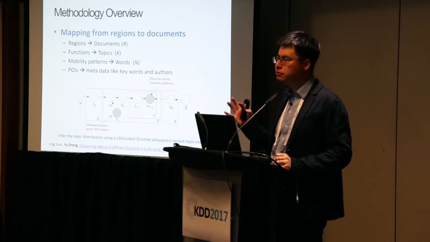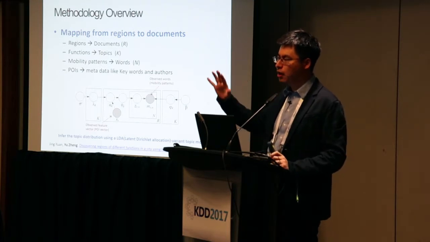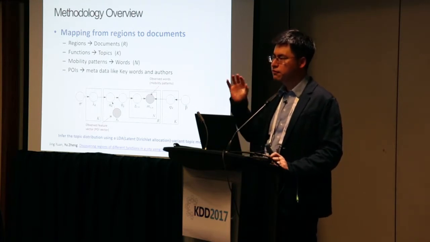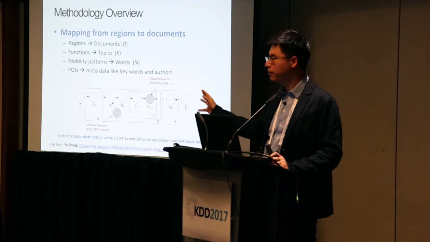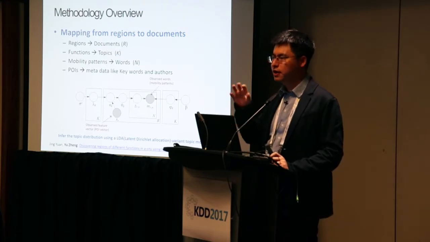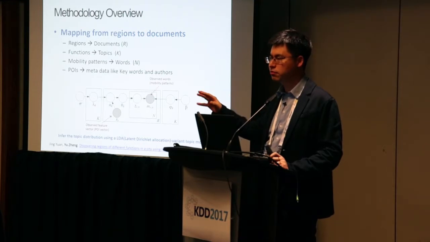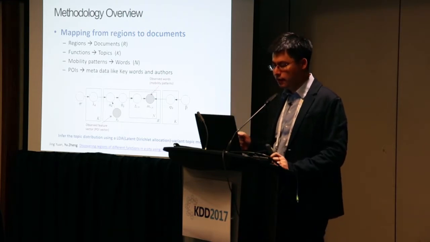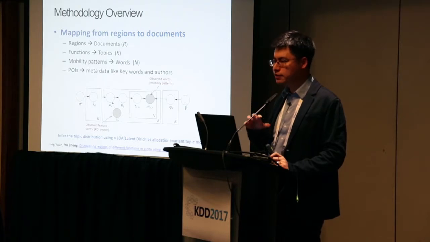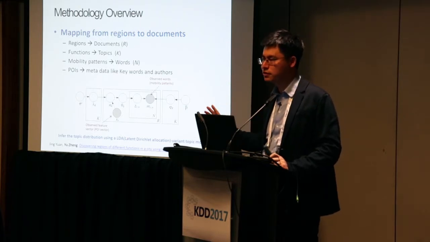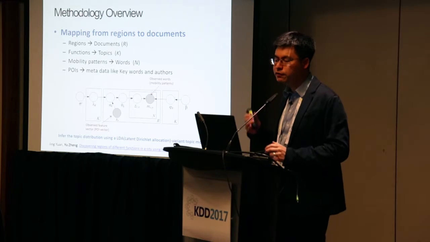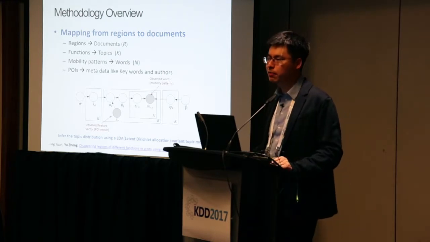We can imagine a region as a document. The function of a region is just like the topic of a document. And the distribution of POIs in a region is just like the keywords describing the document. And the human mobility is just like the words in the document. Now if you know that, we can use the topic model.